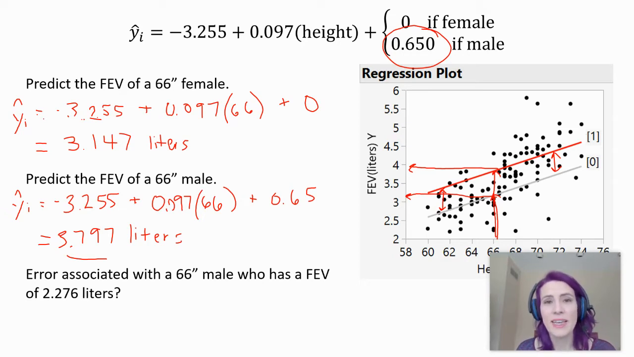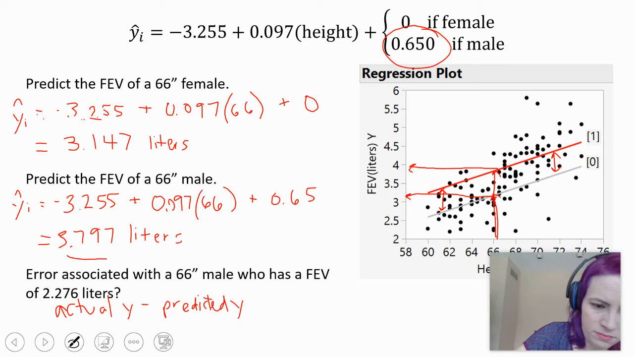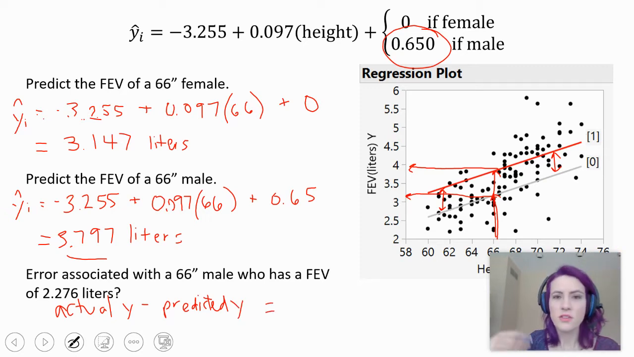All right. And just like in simple linear regression, because that's what we've really got here, two simple linear regressions, one for males, one for females, we can calculate our error or residual by comparing the actual y to the predicted y. So if we're told, okay, there's this guy, he's 66 inches tall, and his FEV really is 2.276, what's the error associated with the prediction there?